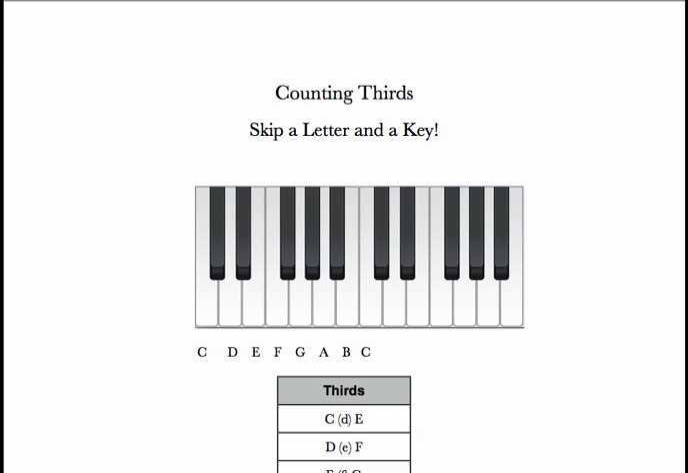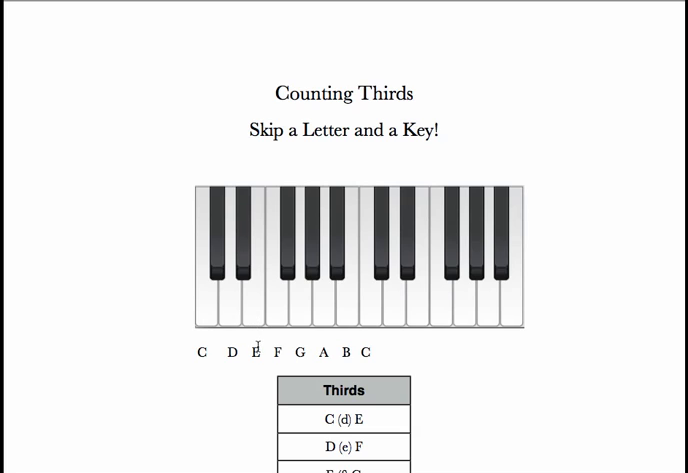Hello, today's lesson is quality counts, and we're going to begin by counting thirds. To do so, we will skip a letter and a key. Starting on C, we skip this letter and this key, and we arrive at E. Going from D to F, we skip this letter and key, E.